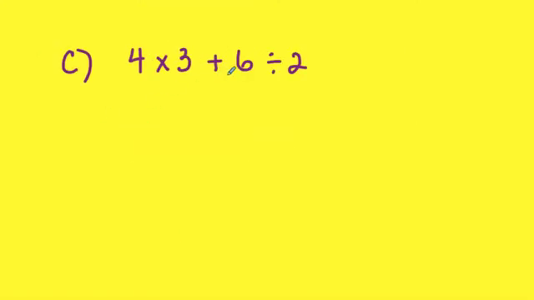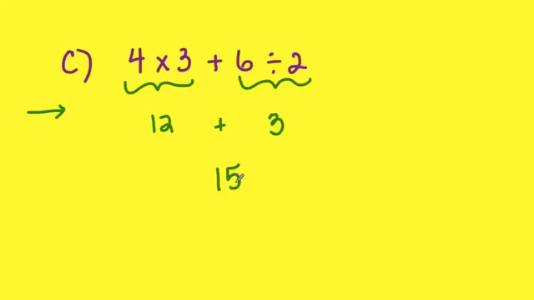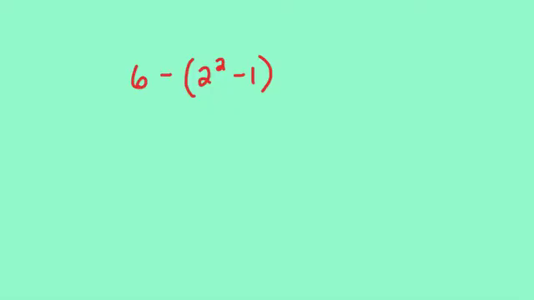Now I've got multiplication, division, and addition, no parentheses symbols, which means that I can start at that multiplication and division. And remember, we work from left to right. So yes, I'm going to do the 4 times 3 first, which is 12, and then 6 divided by 2, which is 3, and then I can add them together to get 15. All right, so now let's look at ones that involve exponents and grouping symbols.